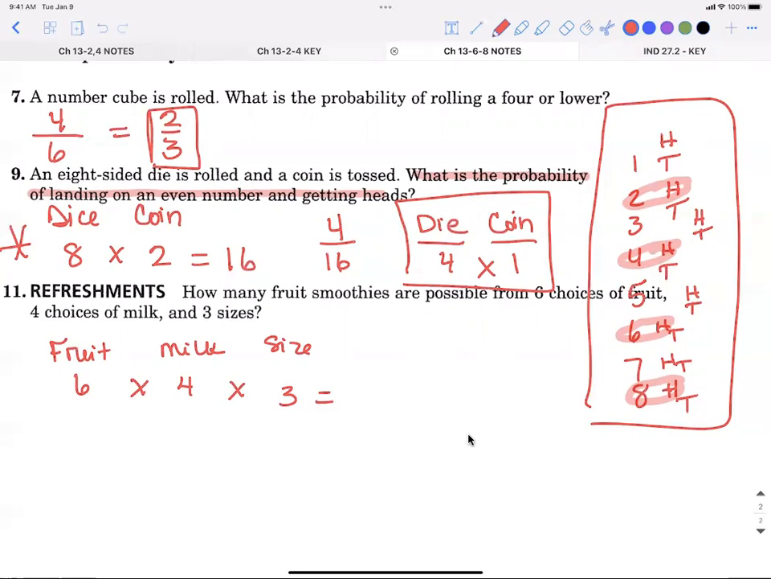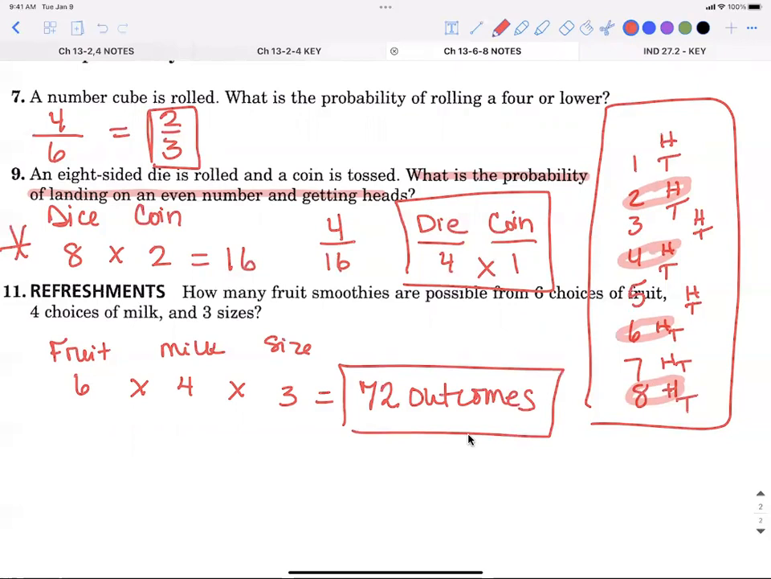This just wants total outcome. It doesn't say what is the probability of getting a strawberry almond milk in a small, right? It's just wanting total outcome possibilities, which would be what? 72. How many total possibilities are there? All you need is the total outcome.